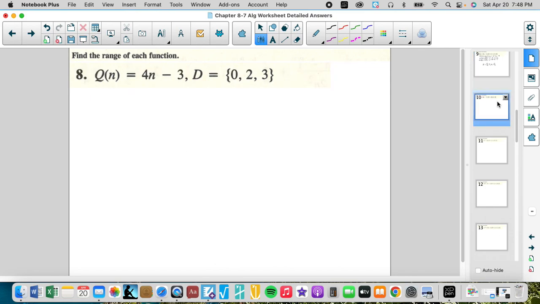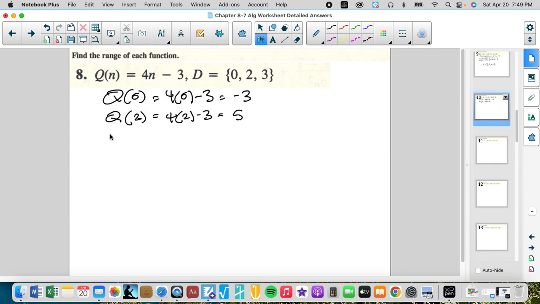Let's see where they go here. All right. Q of n, so Q of 0 equals 4 times 0 minus 3, which equals negative 3. Q of 2 equals 4 times 2 minus 3, which equals 5. Q of 3 equals 4 times 3 minus 3, which would be 3 times 3, which is 9, because we're subtracting one of the 3. So R equals negative 3, 5, 9.